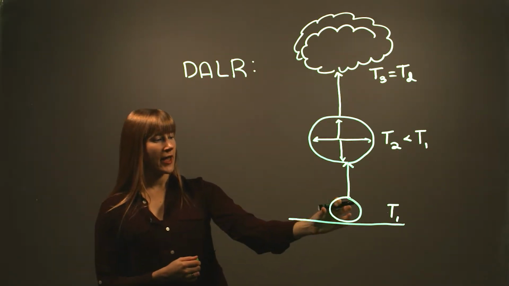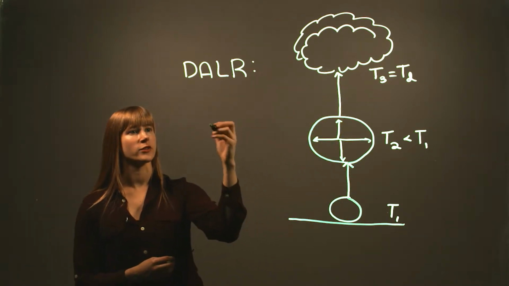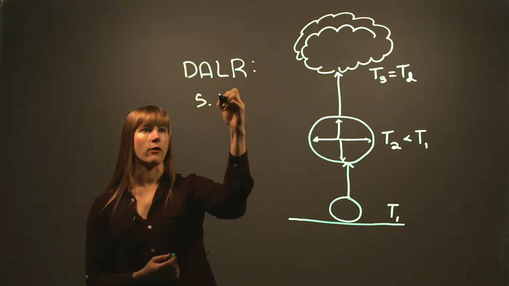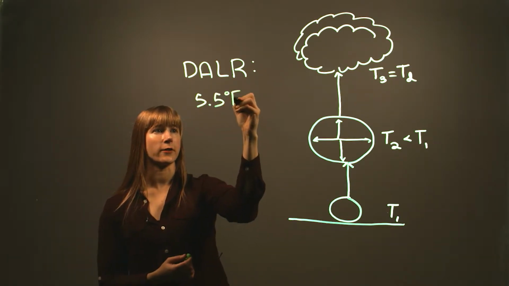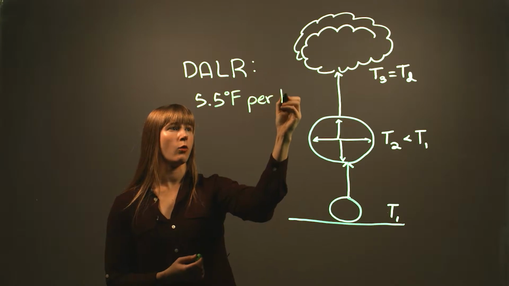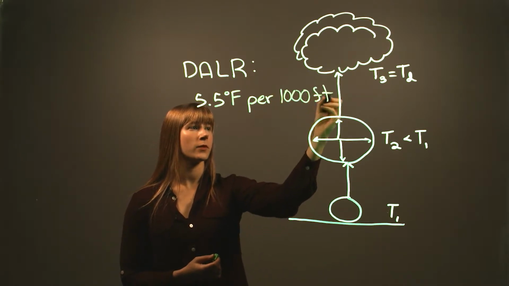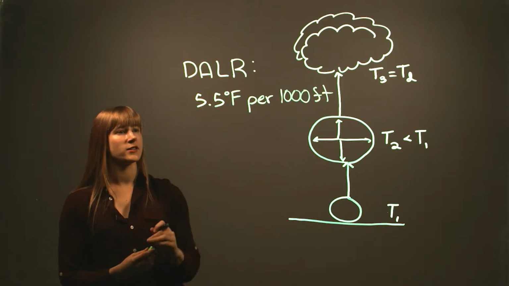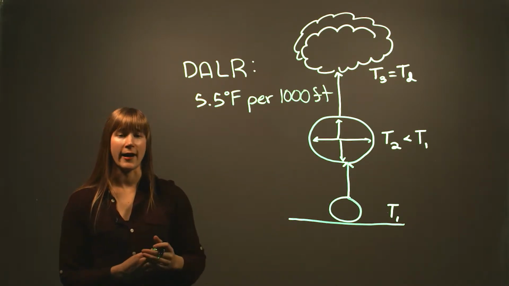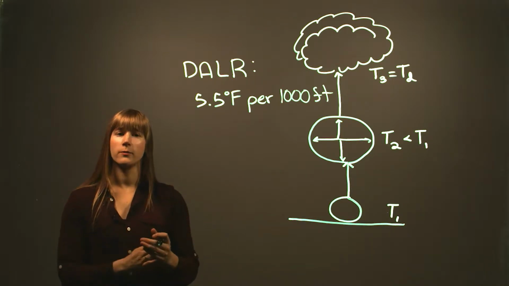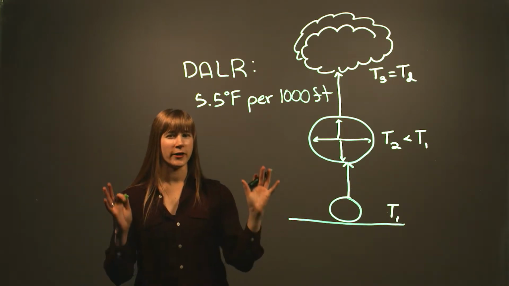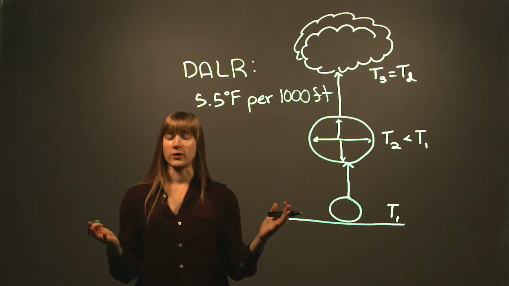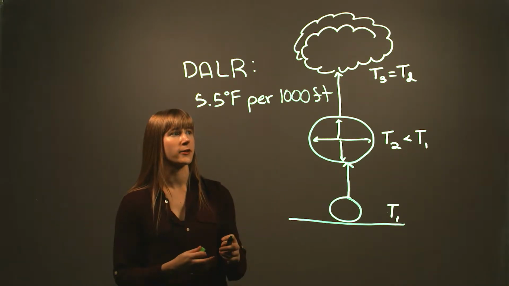So it turns out, as unsaturated air parcels rise and expand, they cool down at about 5.5 degrees Fahrenheit per 1,000 feet. So every 1,000 feet that this air parcel rises, it's going to cool down by 5.5 degrees Fahrenheit. So, sounds nice. But that is only part of the picture, part of the puzzle when we are talking about why clouds form some days and not others.